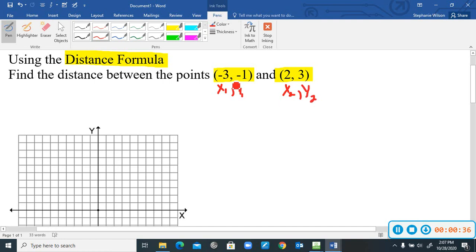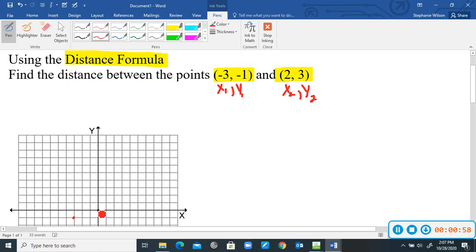So let's plot ordered pair 1. What I'm going to do is start right here at the center. This is where x and y both are 0. It says x is -3, so I know I'm going to go to the left: 1, 2, 3. And from here, I look at y. Y is negative, so I'm going to go down, and it says it's -1, so I'm going to go down 1. So let's put our point right there.